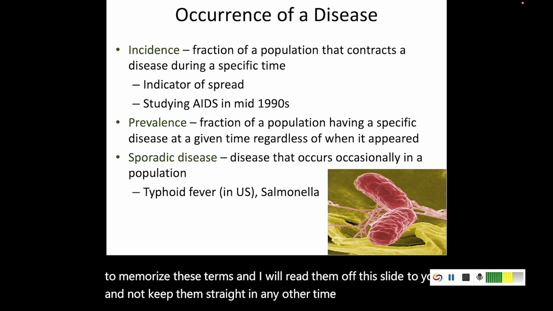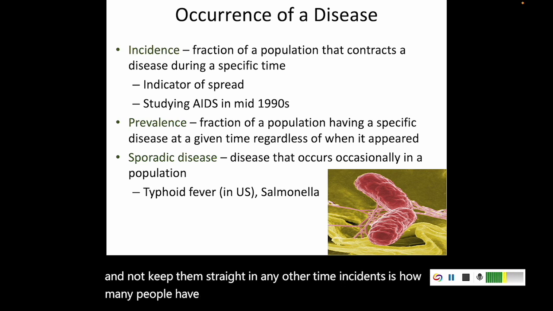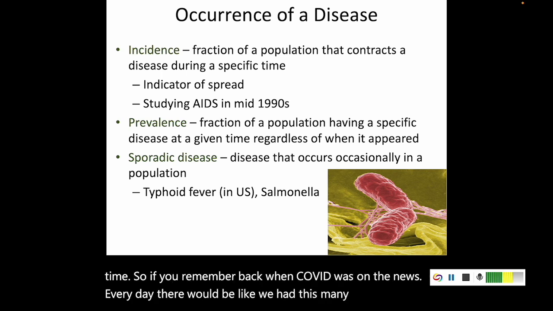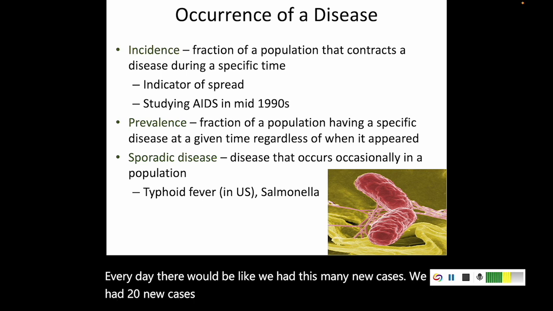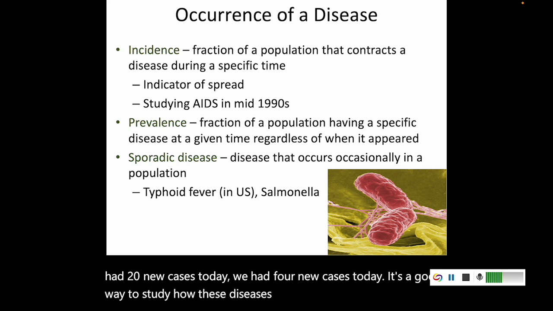Incidence is how many people have contracted the disease in a specific amount of time. So if you remember back when COVID was on the news every day, they would be like, we had this many new cases. We had 20 new cases today. We had 4 new cases today. It's a good way to study how these diseases are spreading.